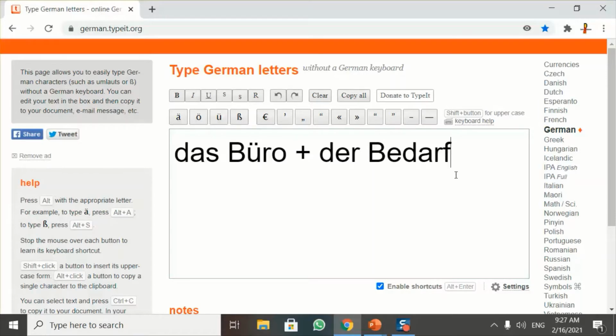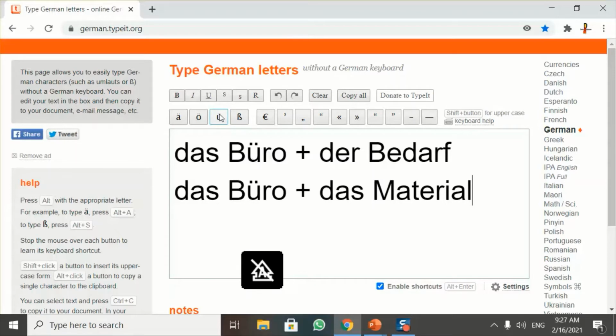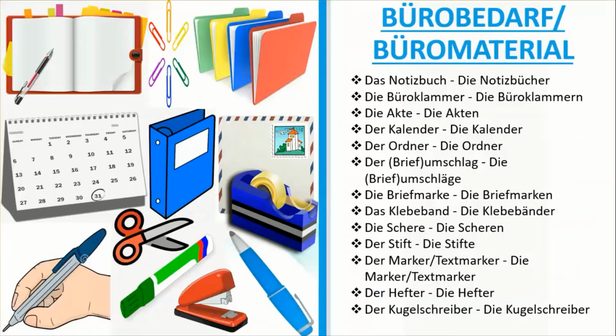In the same way, Büromaterial is a compound noun made up of das Büro and das Material. So, the material that you find in the office. So, let's have a look at some main office supplies.